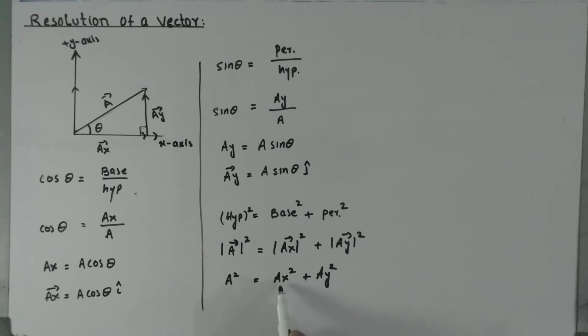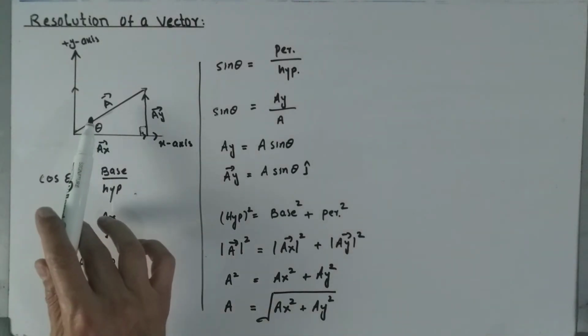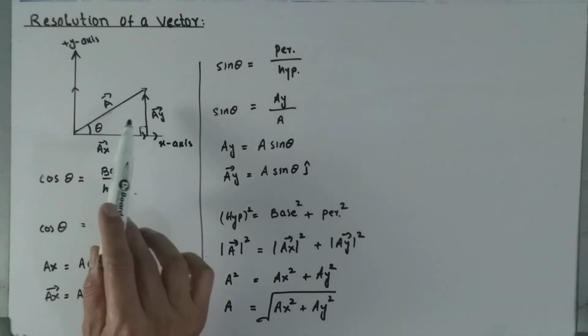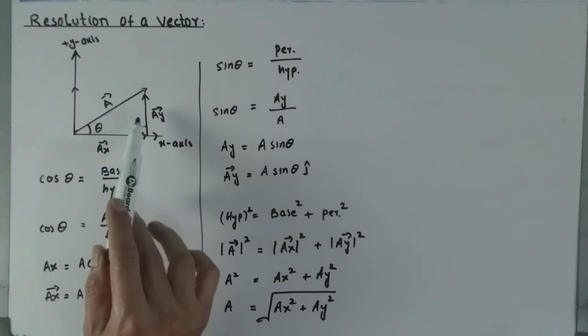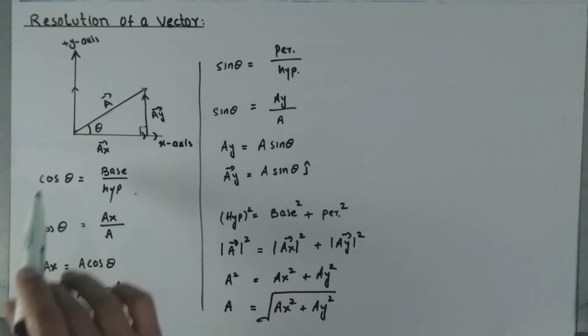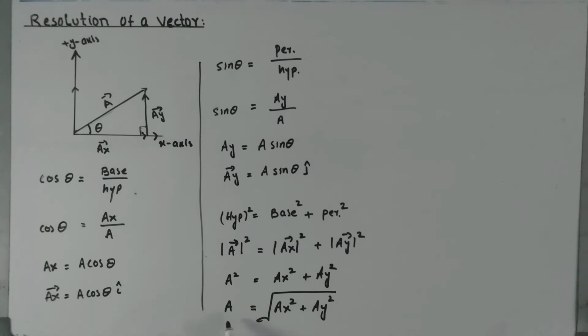So A square is equal to Ax square plus Ay square, or A is equal to, taking square root of both sides, the square root of Ax square plus Ay square. This is the magnitude of the vector, because by the Pythagoras theorem we can find out the value of the vector A, because this is a right angle triangle and we can apply the Pythagoras theorem here. So this will be the value of this one.